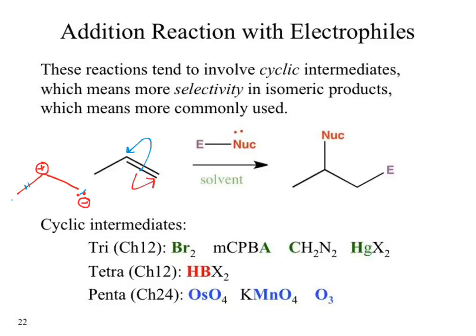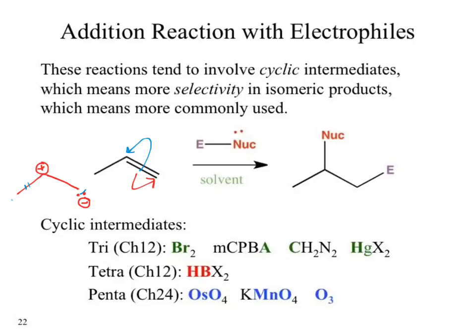So, when we're looking at these new electrophiles, all of them end up generating these weird cyclic intermediates. Okay? In chapter 12, we reference 2 of them. We represent that with a 3-membered cyclic intermediate, which I'm referring to as our tri, right? Tri, 3, should make sense. Okay? Bromine, MCPBA, diazomethane, the mercury acetate. All of those reagents end up forming three-membered transition states, or three-membered intermediates.